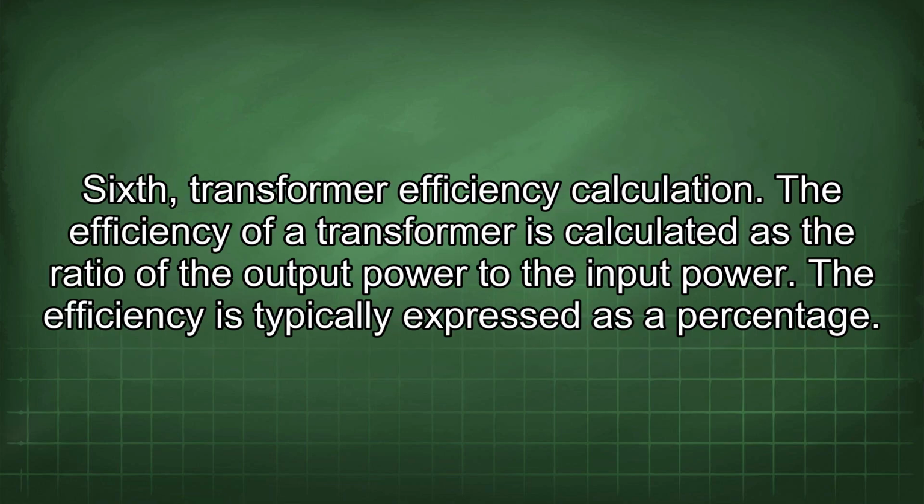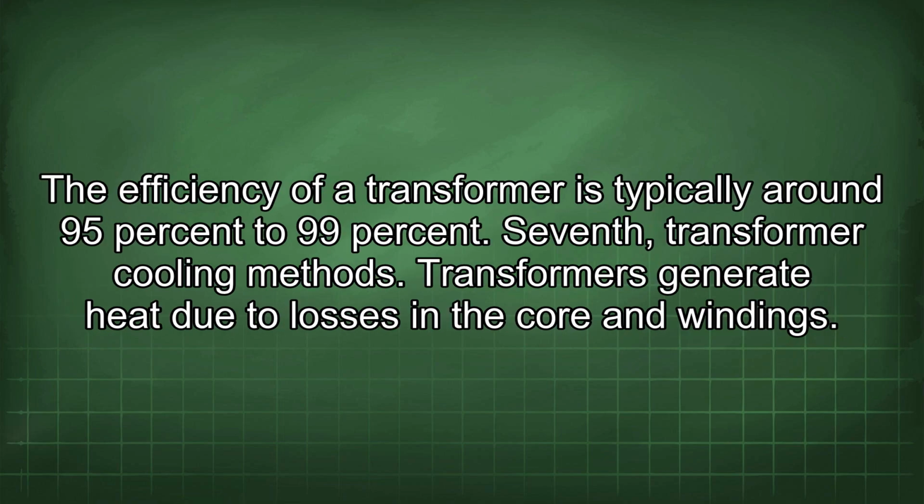Sixth, transformer efficiency calculation. The efficiency of a transformer is calculated as the ratio of the output power to the input power. The efficiency is typically expressed as a percentage. The efficiency of a transformer is typically around 95% to 99%.